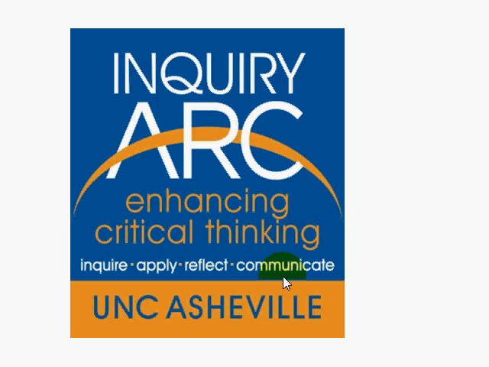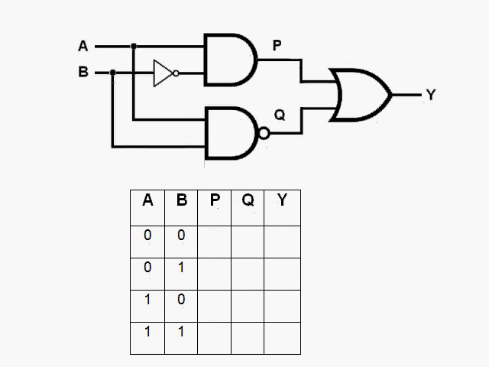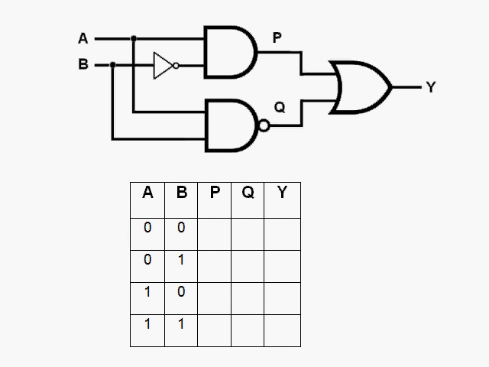And four, to communicate. Now, the circuit I'm going to analyze, and the question I'm going to ask is, I want to know what Y is. And that's usually the question when you have a circuit. You want to find out what the output is when things are going in. So I ask myself, what is Y? And I'm going to ask two secondary questions, what are P and Q, since they're intermediate steps.